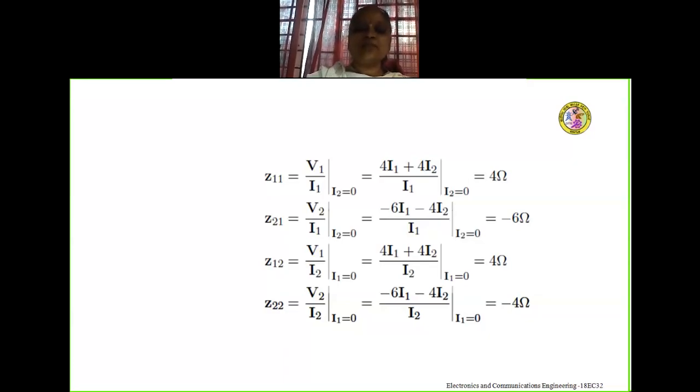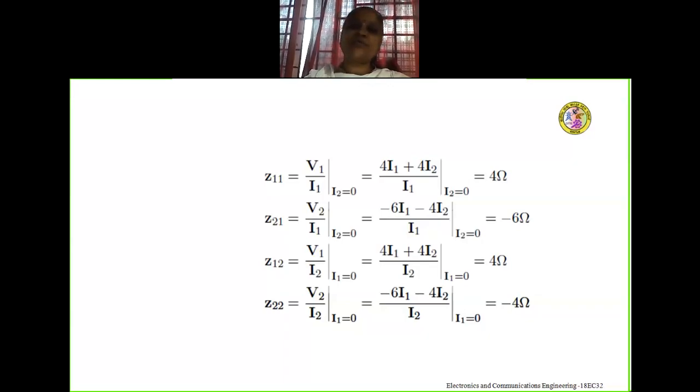Similarly, Z22 can be found by using the formula V2 divided by I2 when I1 is equal to 0, and V2 is minus 6I1 minus 4I2, divided by I2 when I1 is equal to 0. Substitute I1 is equal to 0. We get minus 4I2 divided by I2. I2 gets cancelled. So Z22 is equal to minus 4 ohm.